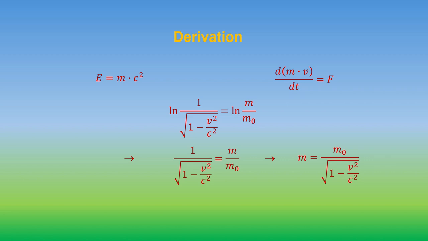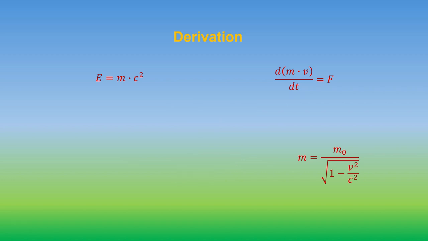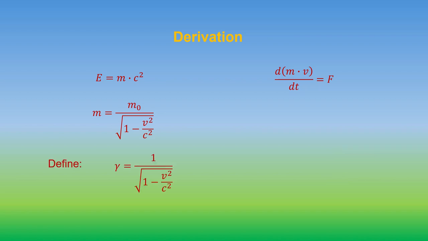And this leads to the relativistic mass equation, m equals m0 divided by the square root of 1 minus v squared over c squared. Let's introduce the Lorentz factor. Gamma equals 1 over the square root of 1 minus v squared over c squared. Then the relativistic mass can be written as m equals gamma times m0.